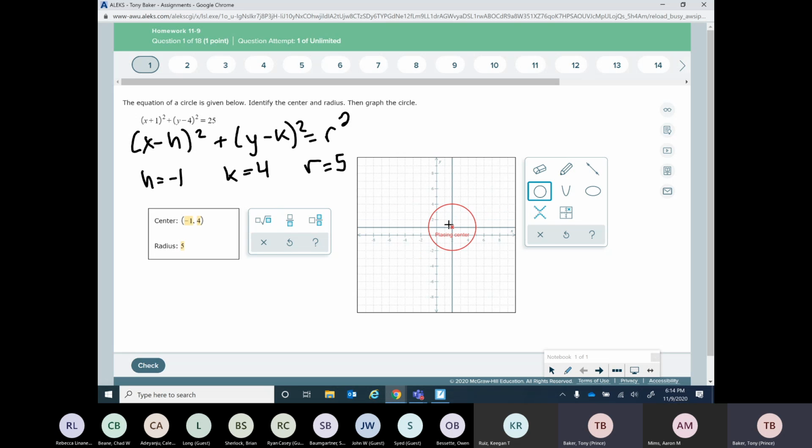When you click the circle, the first thing I want you to do is place the center. So I'm going to go down -1 and up 4. And then they want 1 point on the circle. So you could calculate and find a point, but since we know my radius is 5, I just have to count up 5 from my center. So that's 1, 2, 3, 4, 5. And put your point.